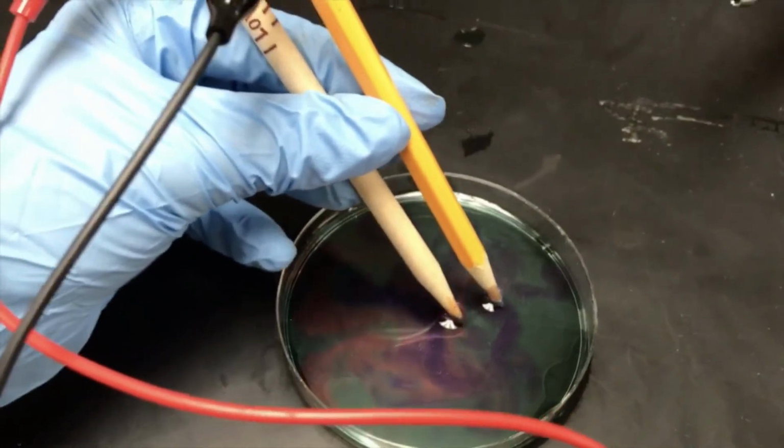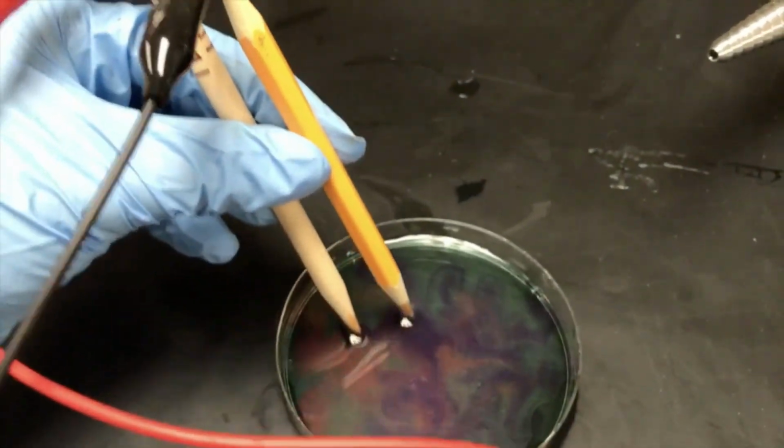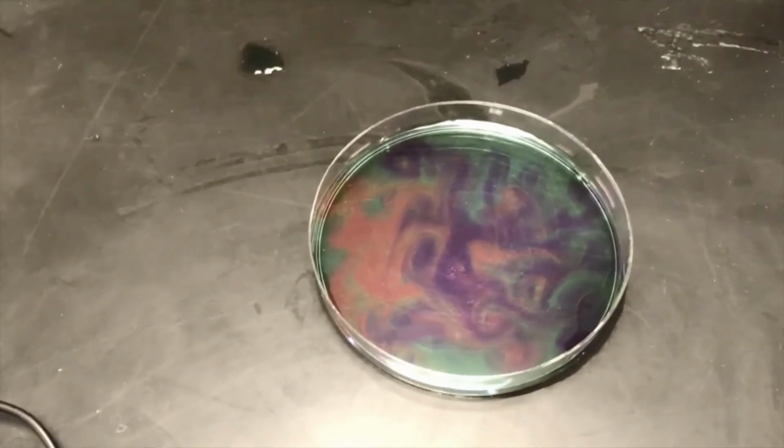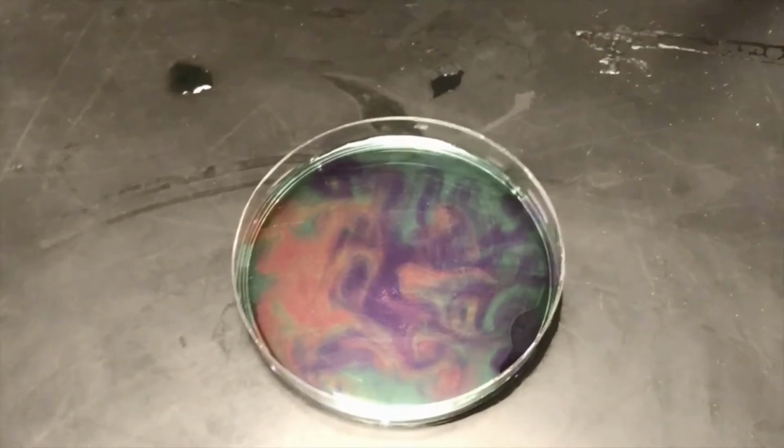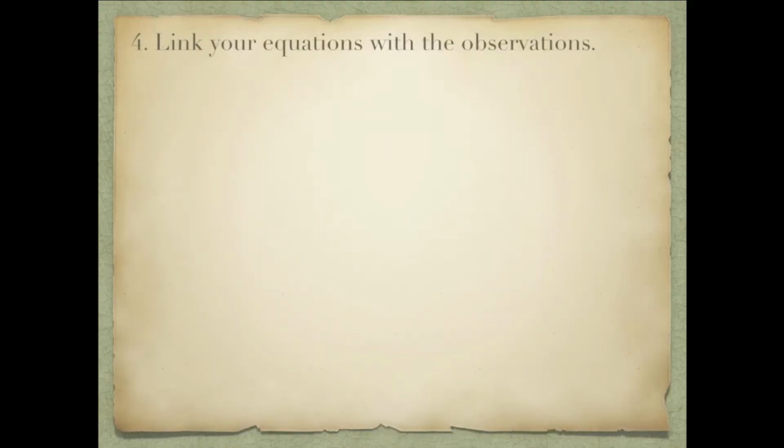Okay, so you're going to be doing this in lab with different solutions. You're going to be causing the electrolysis of different solutions and having to figure out what is actually reacting. Okay. So now that you've actually seen the reaction, we need to link our equations with our observations.